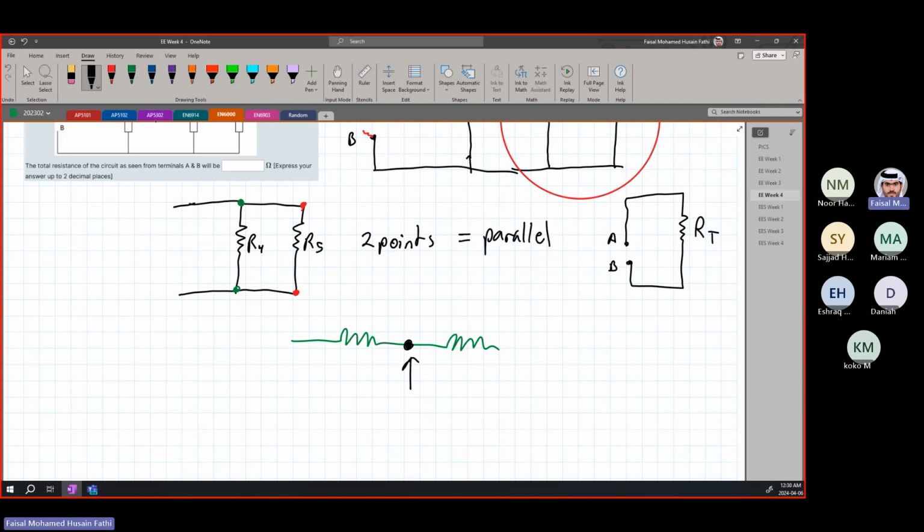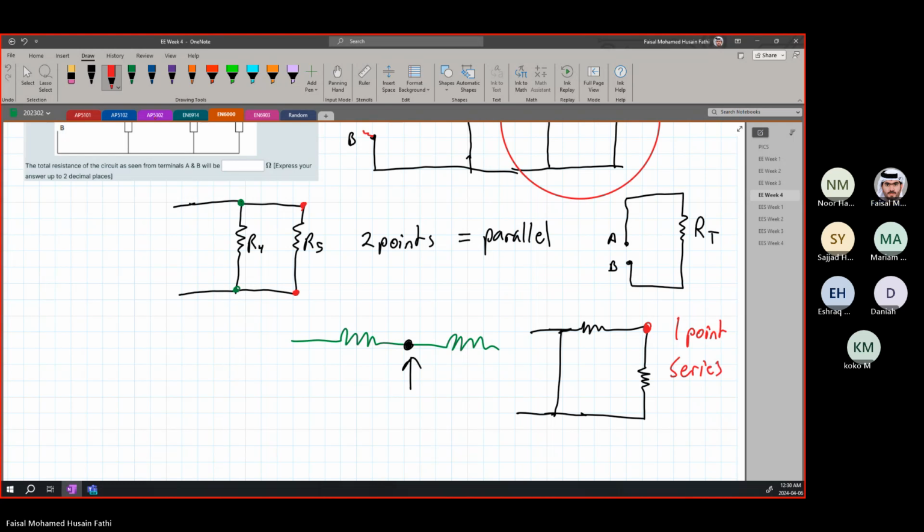If we have only one point of connection, like this or like this, these are in series. Why? Because here we have only one point of connection. One point. So this is in series. This is how you can always identify whether it is in series or in parallel.